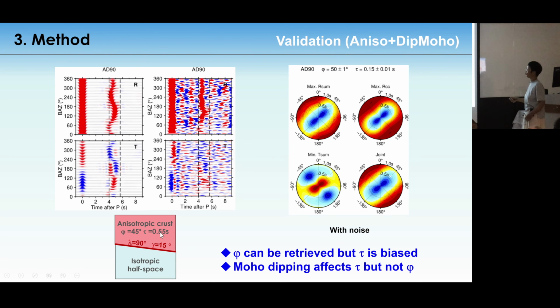Now we do further tests to combine the dipping Moho with the anisotropic crust. So the PMS arrival is simultaneously affected by anisotropy and the dipping Moho. And here are the noisy receiver functions, and here are the results. We can see that the output phi is still similar to the input, and the tau is still strongly underestimated. So for this complicated model, phi can still be retrieved, but tau is biased. Moho dipping may affect tau, but not phi.